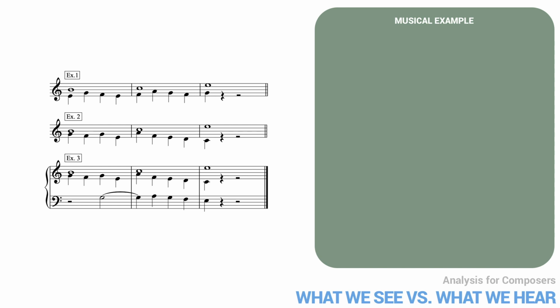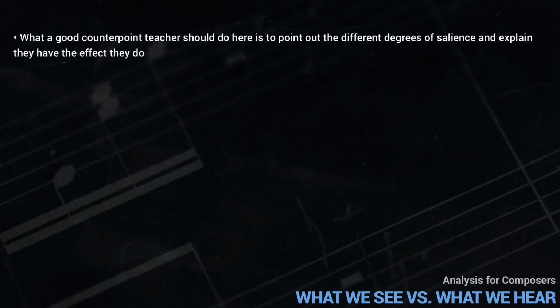Learning strict counterpoint, all these examples of parallel fifths would be strictly forbidden. But this makes no sense. What's really striking here is the difference between these examples. In the first, the fifths on the downbeats are blatant. In the second, they're more subtle, since the line's pattern changes. In the third, the parallels are pretty much unnoticeable, since the suspension of the bass part attracts our attention and enriches the whole. What a good counterpoint teacher should do here is to point out the different degrees of salience and explain why they have the effect they do. This is much more useful to an apprentice composer than a black and white interdiction.